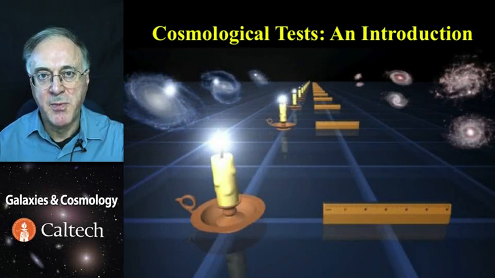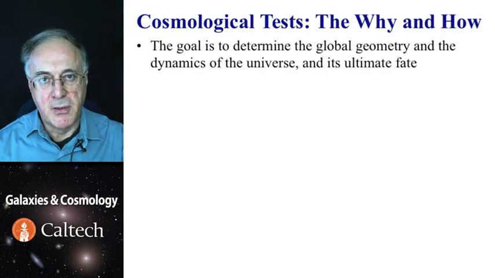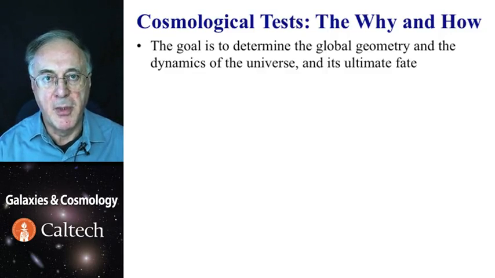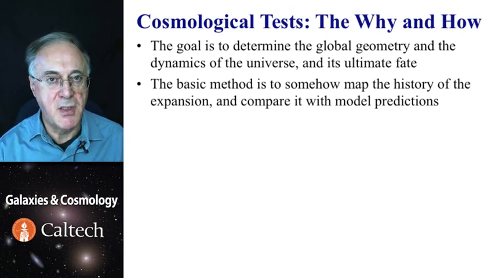We now turn to cosmological tests, which in some sense are at the very heart of cosmology. First, let's make some general considerations. The goal of cosmological tests is to determine the global geometry and therefore ultimate fate of the universe, which particular universe we live in. And since the behavior of different cosmological models is expressed as expansion curve R of t, we somehow have to compare that with the observations.